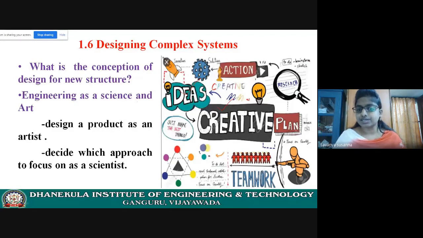Just like an artist does. An artist will think creatively, right? He will have some new ideas. In the same way, just like an artist, the engineer must design the complex system with a lot of creativity, with a lot of new ideas, with innovation, with some research and with teamwork. The engineer must design the complex system just like an artist does.